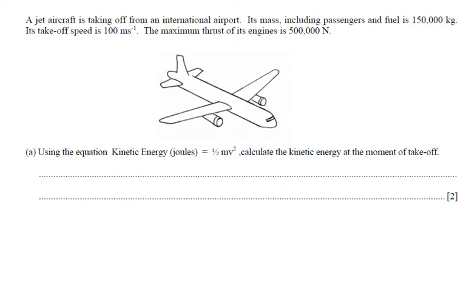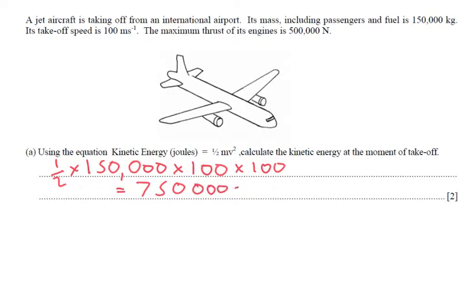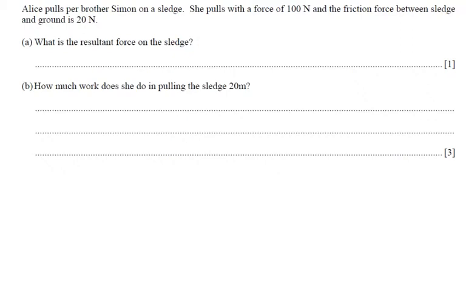of takeoff. So we need a half times the total mass, which is 150,000, times the velocity squared, so that's v times v again, and that gives us 750 million joules.